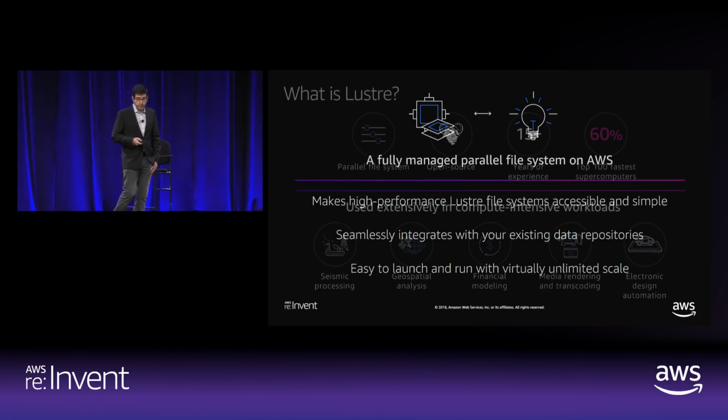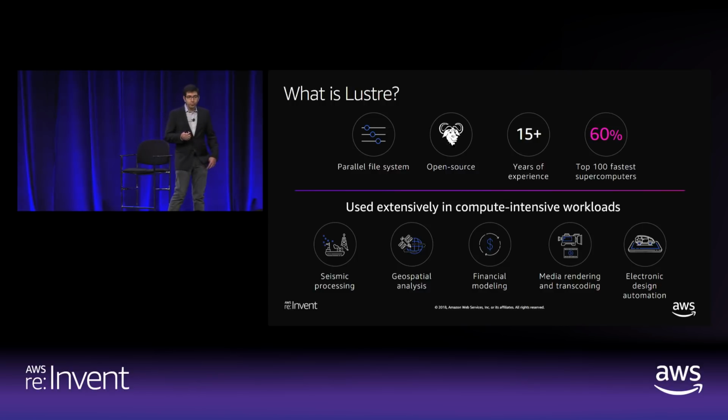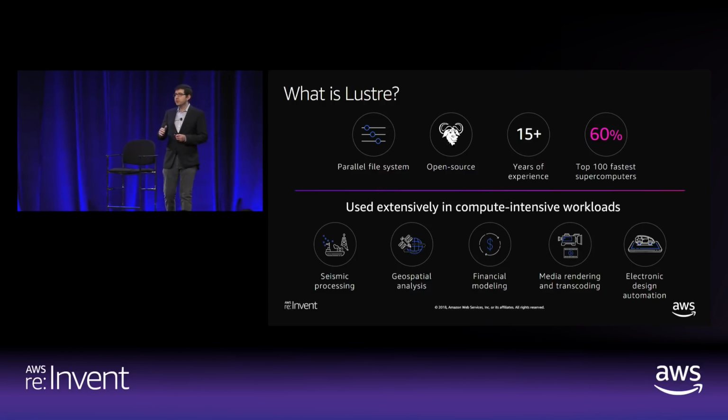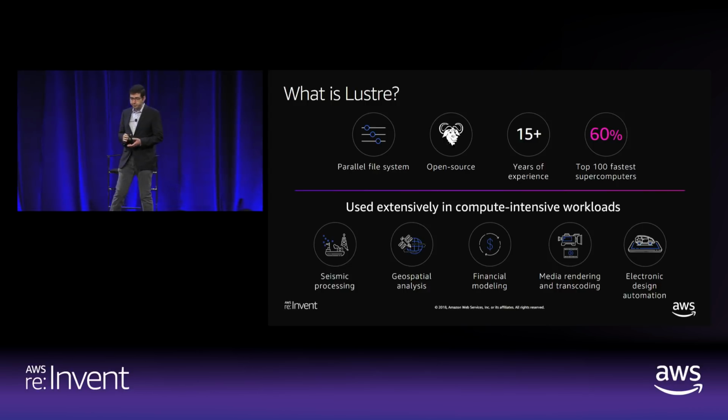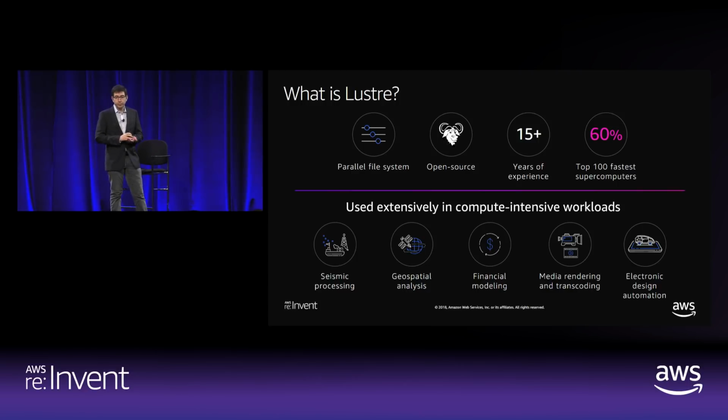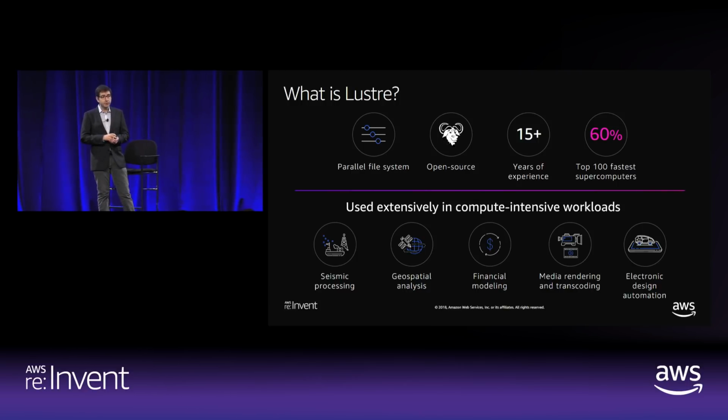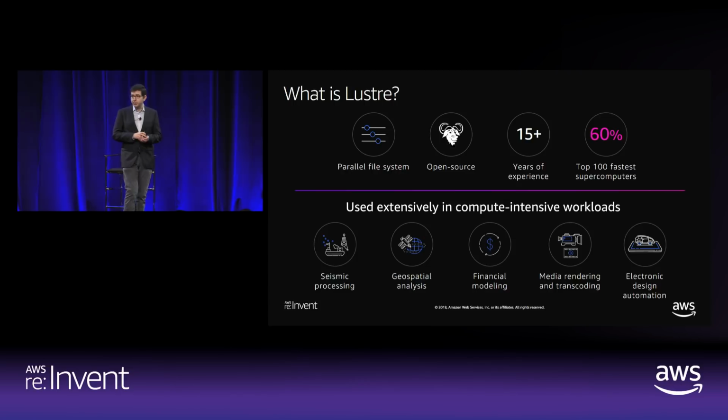That's what we've delivered. So let me start with what is Lustre, because actually, show of hands, how many people are familiar with Lustre as a file system? Okay, so maybe about a third of the folks here. So it's one of the most popular parallel file systems. It's open source. It was started in 1999 at Carnegie Mellon University.